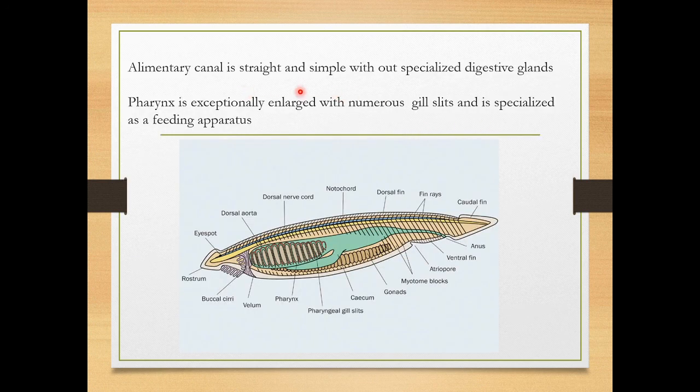Alimentary canal is straight and simple without specialized digestive glands. It's a simple one. So this is a mouth, then there is a pharynx, then you can see the cecum here. Not much detail is required here. Then it ends in an anus. So it's a simple digestive system.